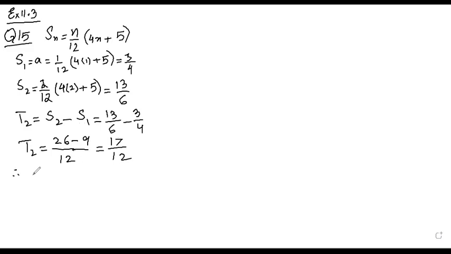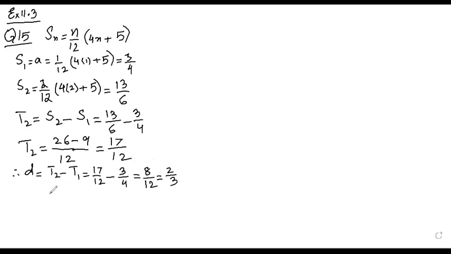Therefore, D is equal to T2 minus T1. So T2 is 17 upon 12 minus T1 is basically A, which is S1. So 3 upon 4, which will be equal to 8 upon 12, and which will be equal to 2 upon 3.